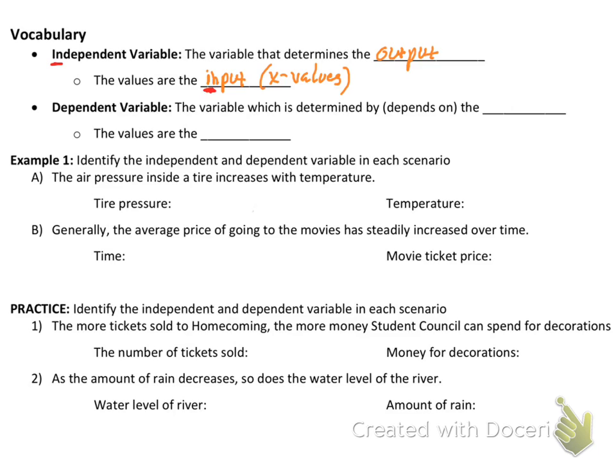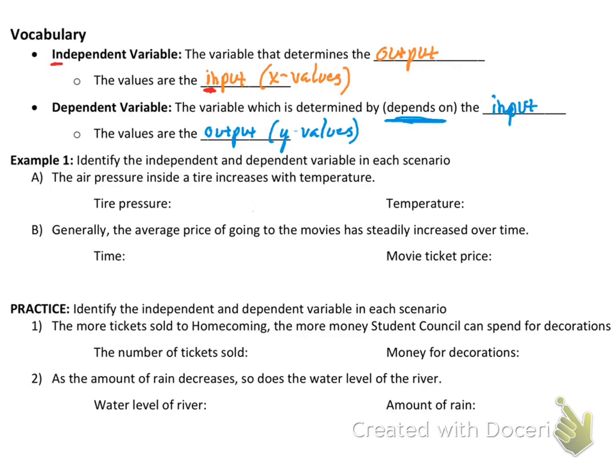Now, the dependent variable is the variable which is determined by, or here's the key part, depends on the input. So this is what happens after you plug in your input. You're going to get out your output. So these values are going to be your output, and that's your dependent variable. Now, remember, your output is also going to be your y values if you're looking at a graph or if you're looking at a function or something like that. So let's look at a couple of examples.